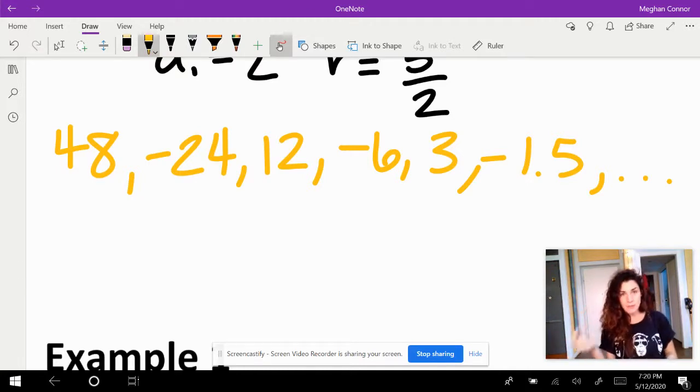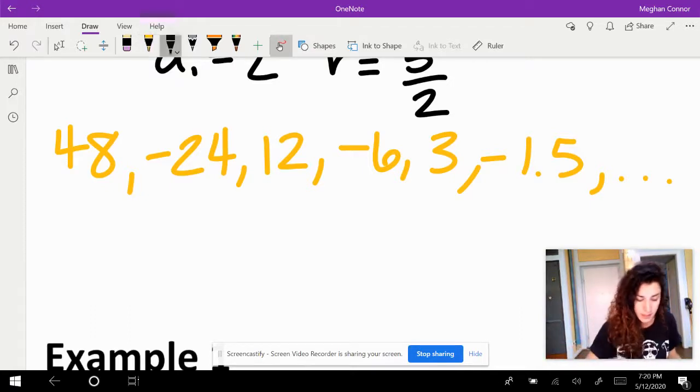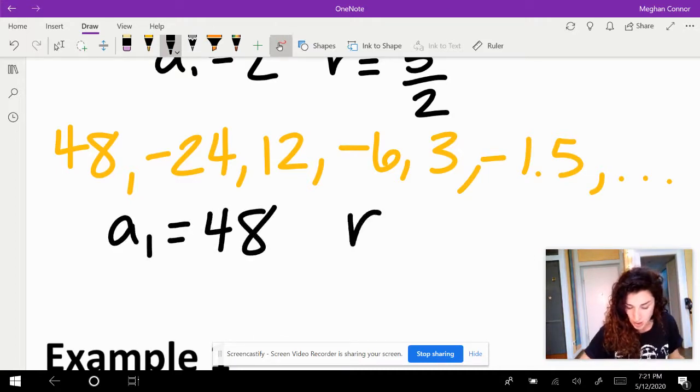If I take a positive and multiply it by a negative to get from positive 48 to negative 24, that would work that way. And then to get from negative 24 to positive 12, I'm multiplying by a negative again. So you're doing a repeated multiplication of a negative number, but it's the pattern and the behavior of negatives multiplied by negatives and then negatives multiplied by positives and how those all play together that create this really funky pattern. But it's just because your common ratio is negative. So our first term here is 48, and our common ratio is negative a half.